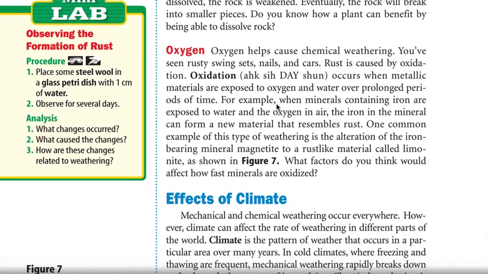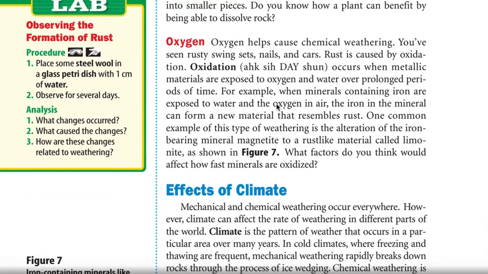Oxygen. Oxygen helps cause chemical weathering. You've seen rusty swing sets, nails, and cars. Rust is caused by oxidation. Oxidation occurs when metallic materials are exposed to oxygen and water over prolonged periods of time. For example, when minerals containing iron are exposed to water and the oxygen in the air, the iron in the mineral can form a new material that resembles rust.